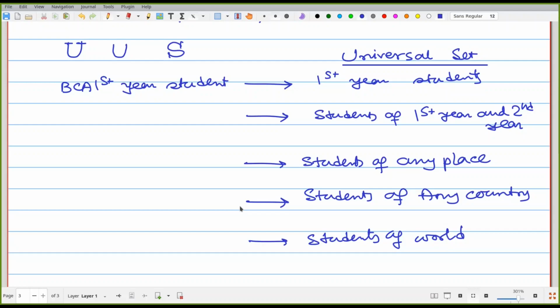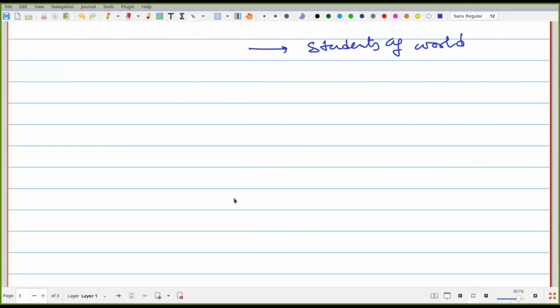Okay. So next, another thing that is called the Venn Euler diagram. Now, what is Venn Euler diagram? Venn Euler diagram is the representation of sets graphically using some rectangle and some oval or circle.